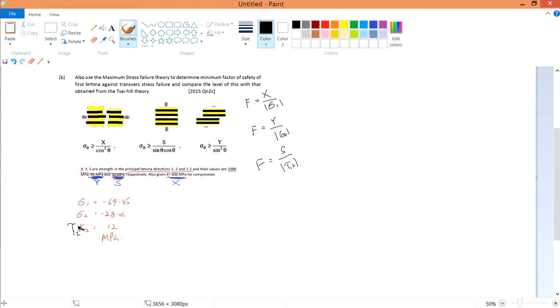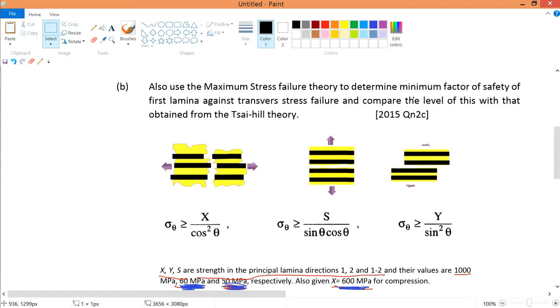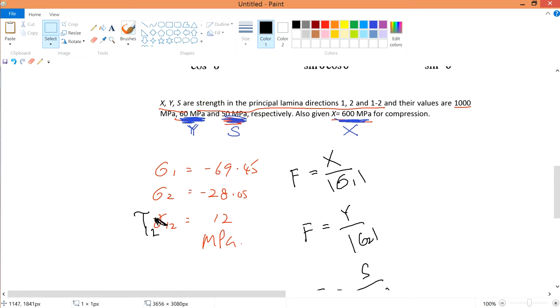Alright, because if I was to just bring this value down here, think about it. We have all the values now, right? So x is equal to 600. So 600 divided by sigma 1, which is 69.45, because it's the absolute value. So I will have 0.63.